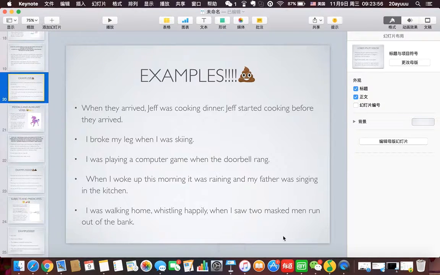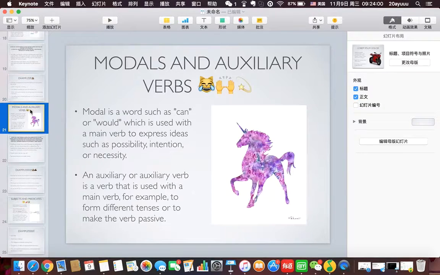There are some few examples. The other one we're going to talk about is modals and auxiliary verbs. This is one of the most difficult ones I have found.